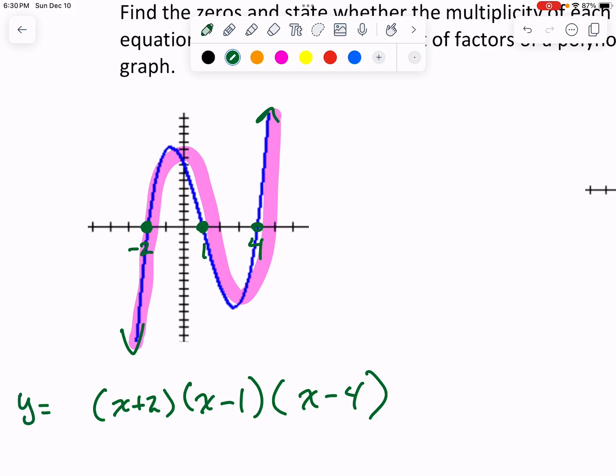To make it a function or an equation, we put y equals, or sometimes use f of x equals, depending on the question. Make sure to read the instructions to know whether it states you need to use y equals or f of x equals. It's an odd degree. We can see that there are three factors and there are 3 zeros.